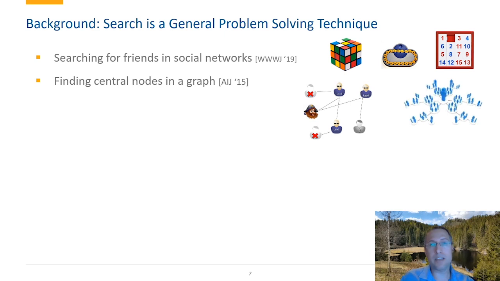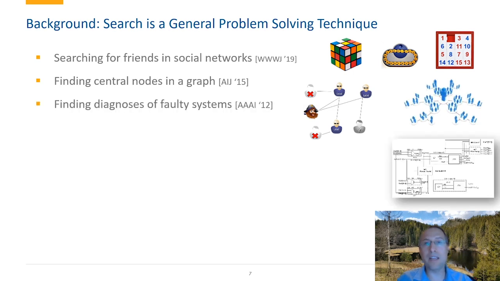Another application is to find central nodes in a graph. There, the set of graph nodes that we consider the most central is the state, and the operators are to add an additional node to this set. This problem has important application in network security.